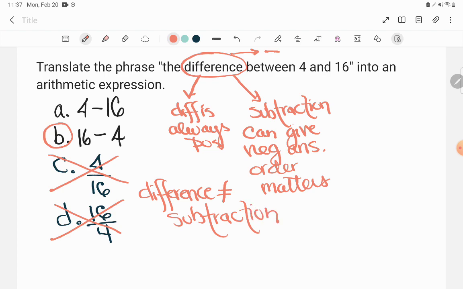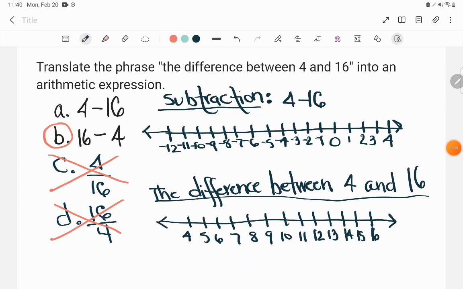We're doing something different. We're saying something different when I say, for example, find the difference between 4 and 16, or if I just say 4 minus 16, or subtract 16 from 4. If I just tell you minus or just subtract, I'm saying something different than if I ask you to find the difference. So let's compare what I'm saying with those two words by definition, what they mean.